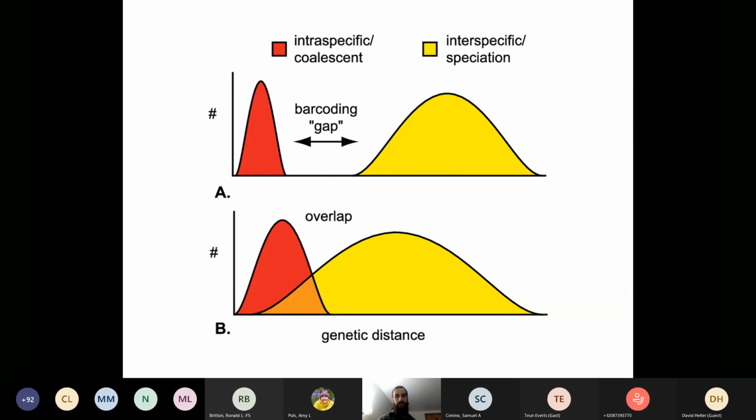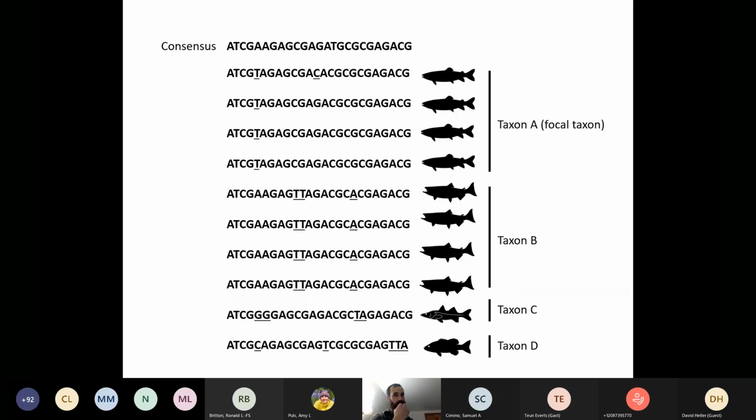But if there's an overlap between our intraspecific and our interspecific variation, then it's not possible for us to always unambiguously assign sequences to taxa. Let's go to our illustration of this. Here, we're imagining that there are 4 different taxa, taxon A, B, C, and D. We have 4 individuals of taxon A, 4 individuals of B, and 1 each of C and D. We're looking at a portion of an imaginary amplicon sequence from a barcoding region. We have a consensus sequence on the top, and then any place where those base pairs differ for individuals are indicated with an underscore below.